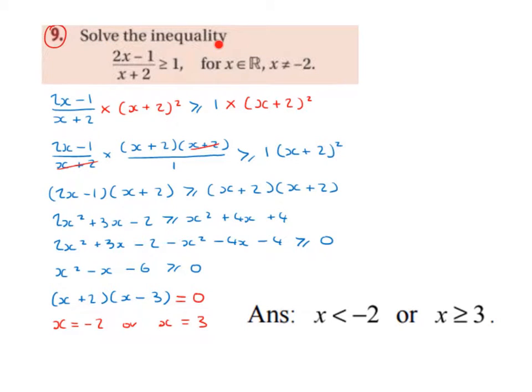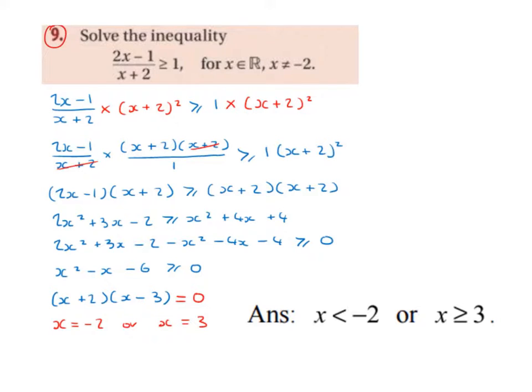Solve the inequality (2x − 1)/(x + 2) ≥ 1 for x an element of the real number set, and x cannot be equal to −2. The reason why x cannot be equal to −2 is that we would have −2 + 2, which would be 0, and we can't divide by 0.